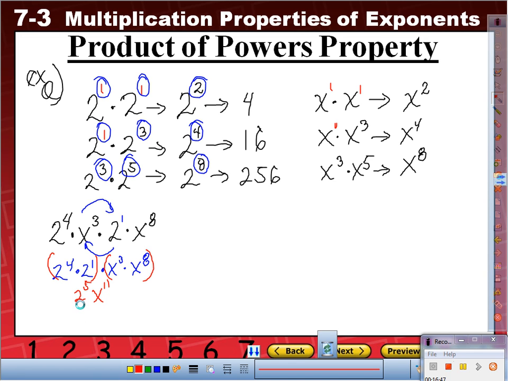So now, 2 to the 5th. 2 to the 4th is 16. So that means 1 more 2. That means it's 16 times 2. That's 32. And this is x to the 11th. Copy that, please. Good questions.